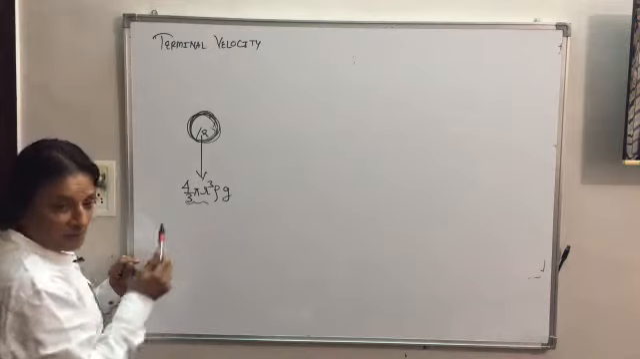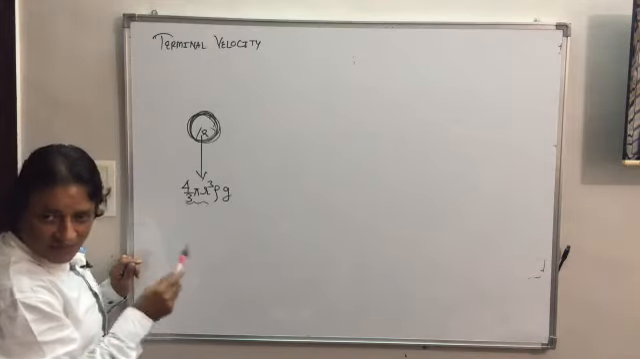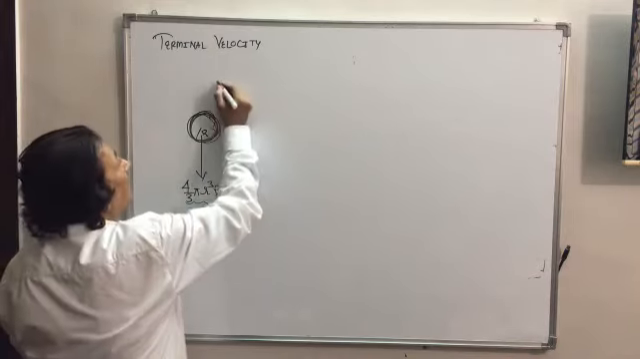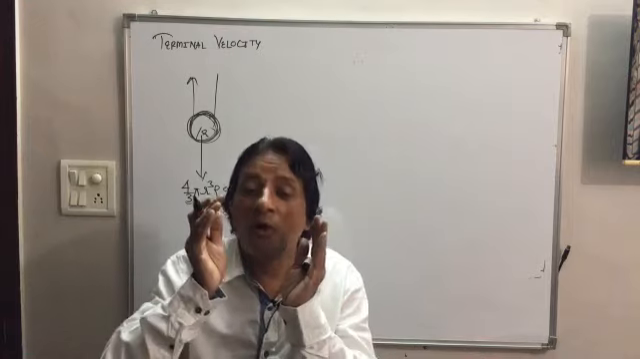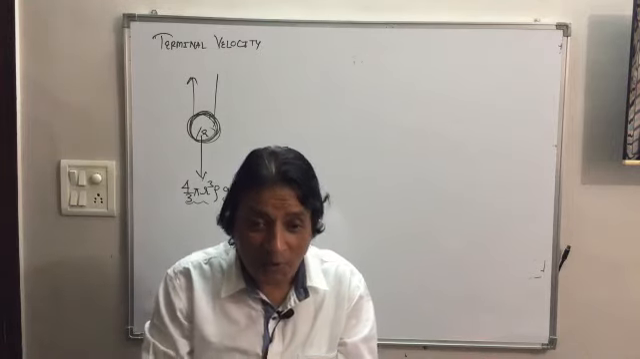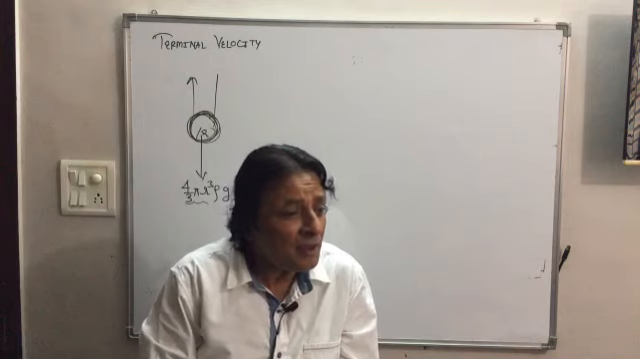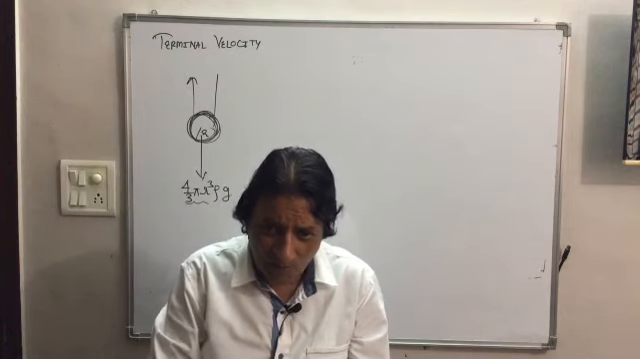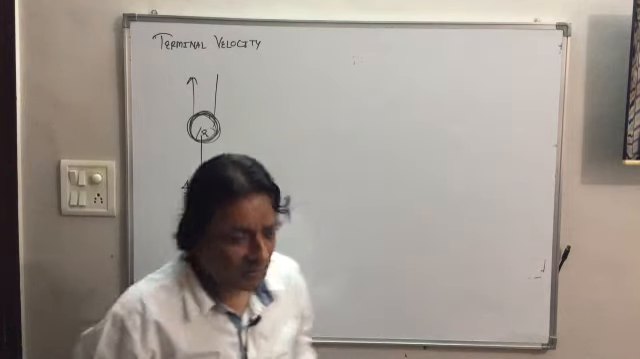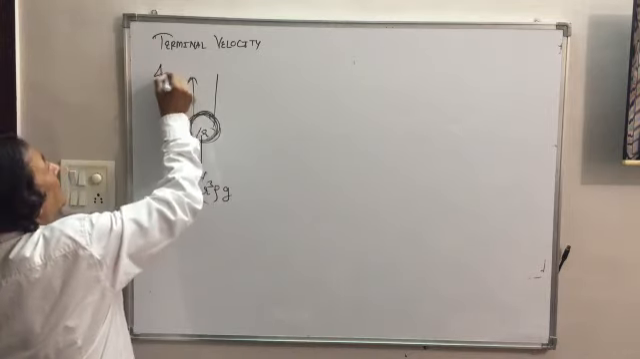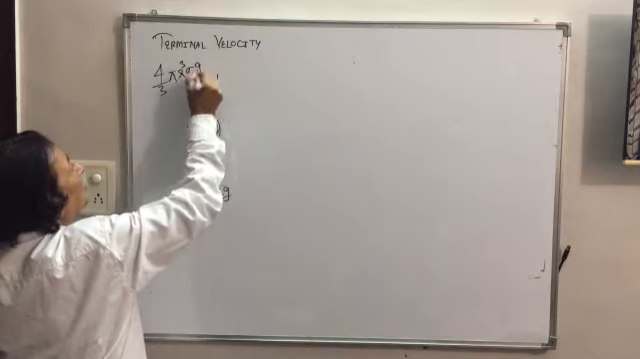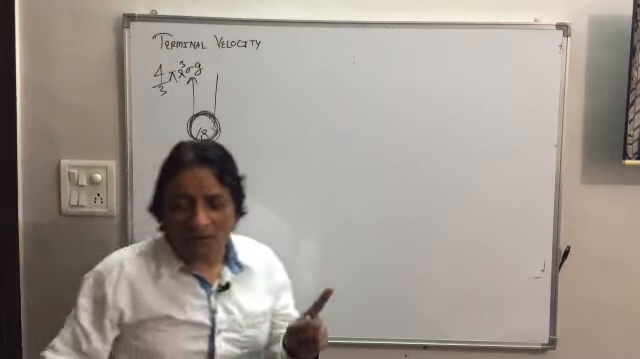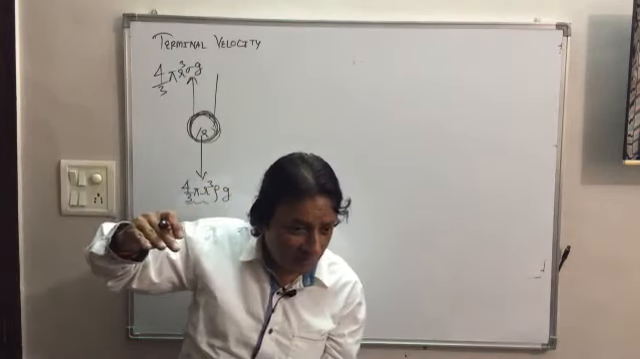4/3 πr³ is the volume. Volume into density is mass into g. See, look here. The volume of the spherical body will displace the volume of the fluid, maybe liquid, maybe gas. So the upthrust is 4/3 πr³σg. Sigma is the density of the fluid.